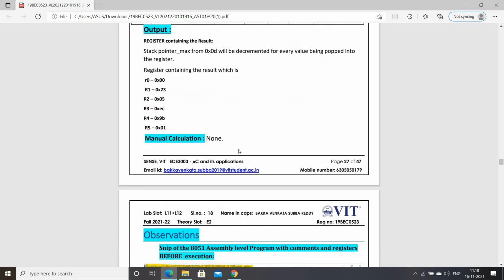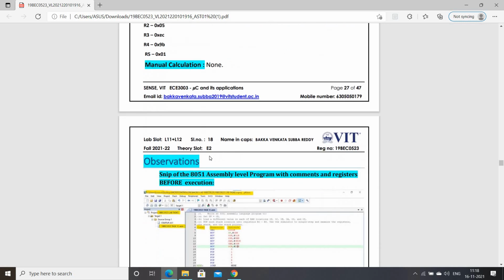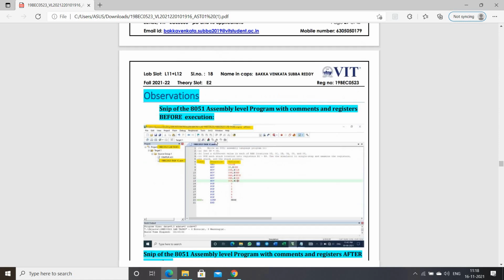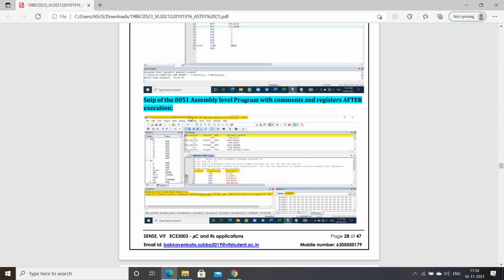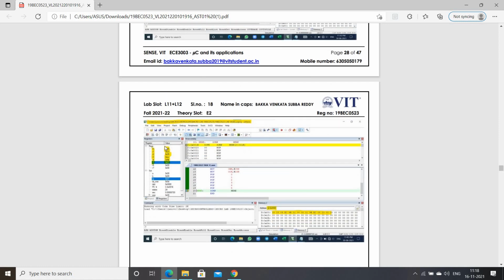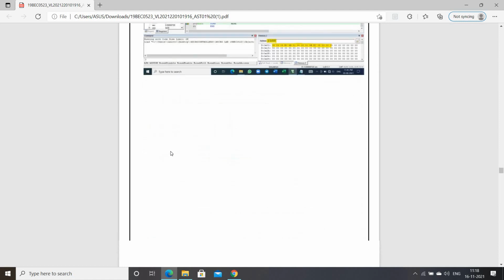So there's no manual calculation for this. And the observation table, like observation snaps before the execution, and these are the snaps after the execution. As you can see, the outputs that I have highlighted in the left corner, this is the output.